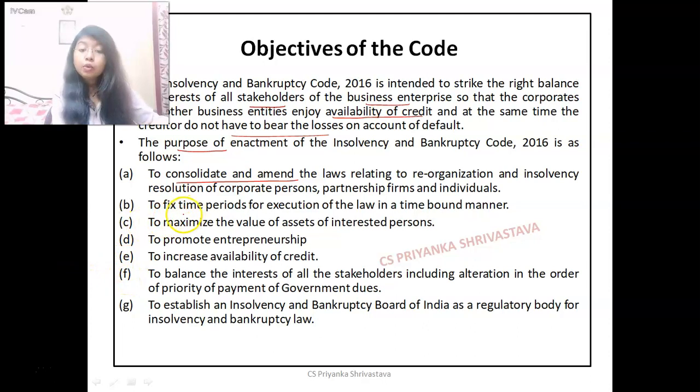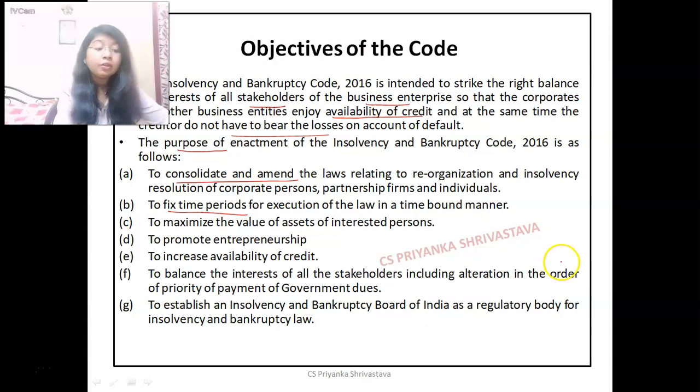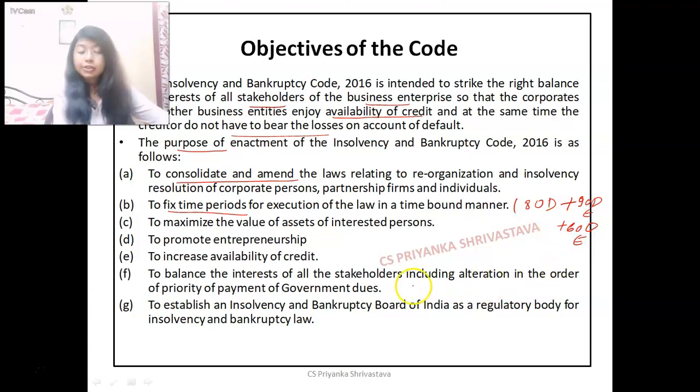Now the next motive is to fix the time period for the insolvency resolution of this case, so that it will be solved within a fixed time period. The time period that we have discussed is 180 days plus a 90 days extension plus a 60 days extension for pending litigation. So this is a total of 330 days.